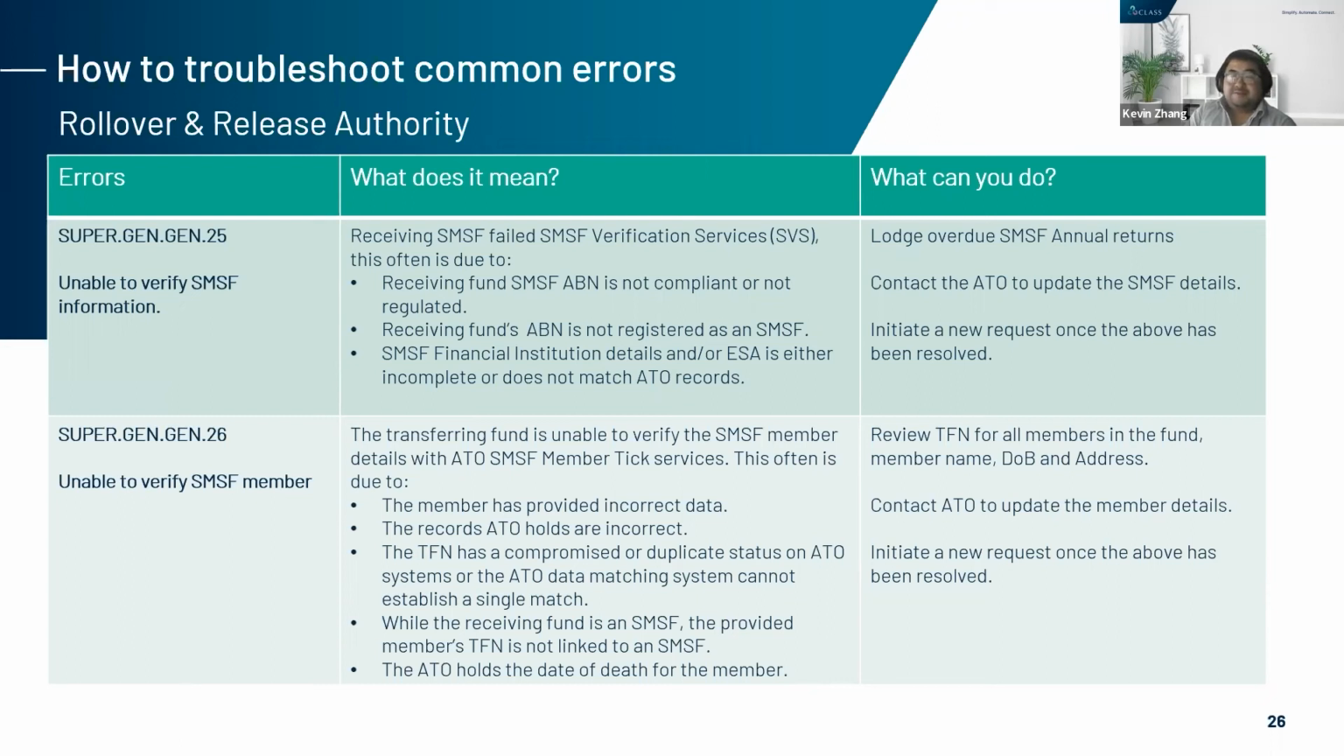Or if you're missing ESA and bank account details, contact ATO and lodge this change of superannuation details with the ATO, then you can start the process again.